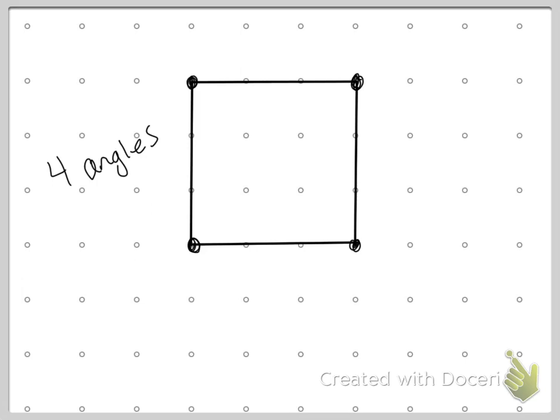Okay, so this polygon happens to be a square. You could also make a rectangle if I made these lines longer. If I continued these lines out like this, this would be a rectangle. And a rectangle also has 4 angles.